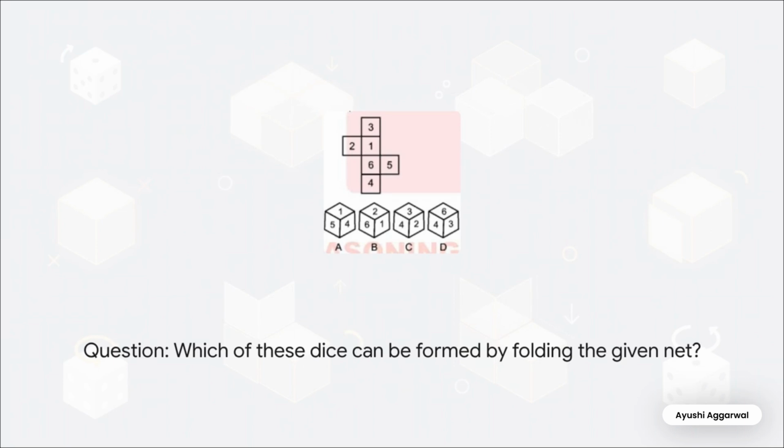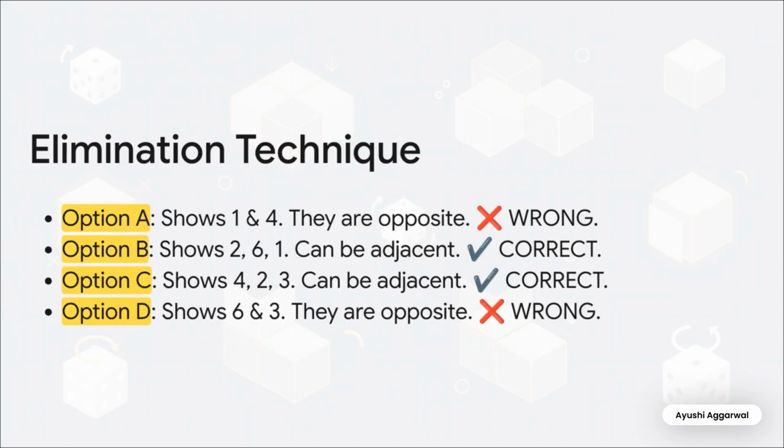Okay, now let's use this rule in a real exam question. We're given a net and asked which of these 4 options can be formed by folding it. So, what's always the first step? Find the opposite pairs from the net. Using our alternate rule, we know 3 is opposite 6, 2 is opposite 5, and 1 is opposite 4. Now, we bring back our golden rule. Opposite faces can never be seen together.